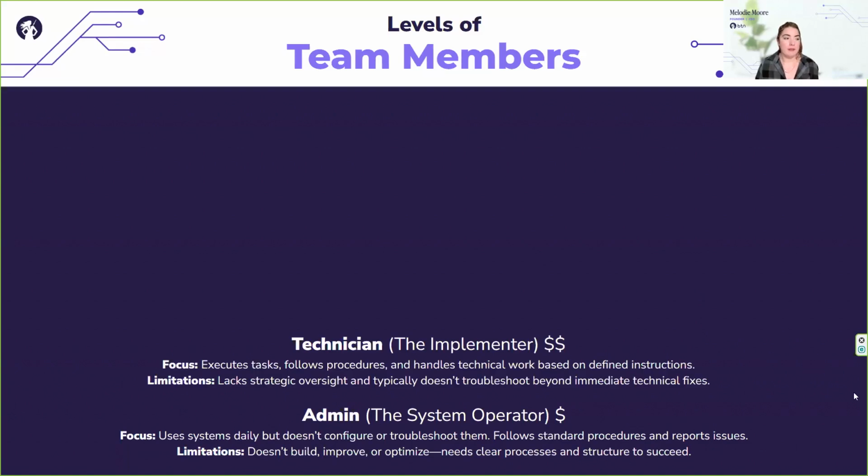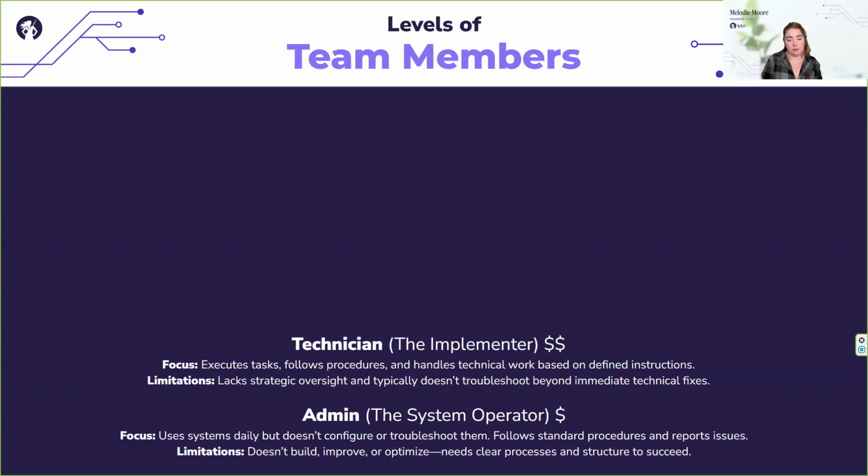The next level up from there is a technician. This is the implementer. They'll execute tasks, they'll follow procedures, they'll handle the technical work. They can figure it out. You throw a problem at this type of person and they'll figure out a way. They'll make it work for you. They'll find a way. But they lack that strategic oversight and they don't typically troubleshoot beyond immediate technical fixes.